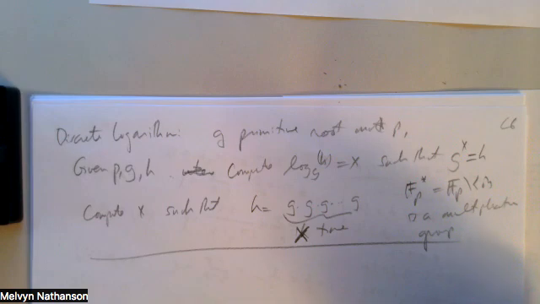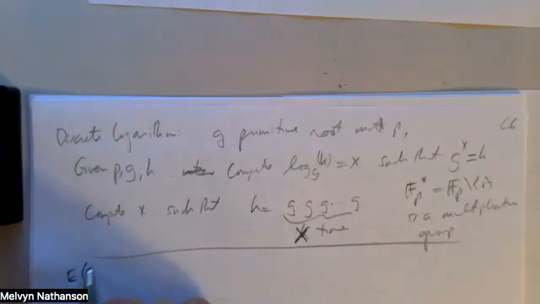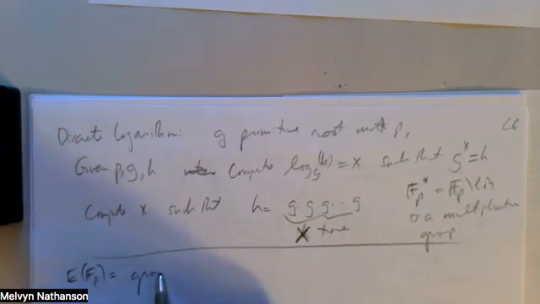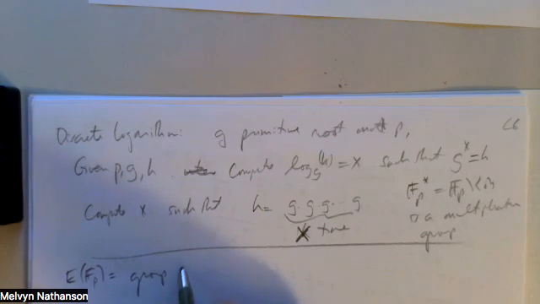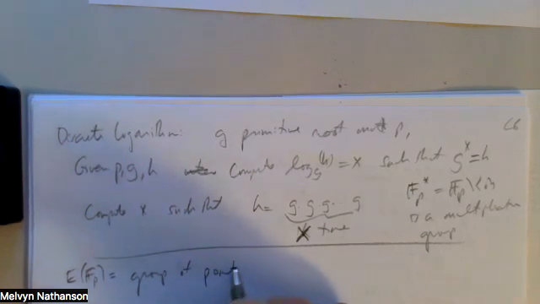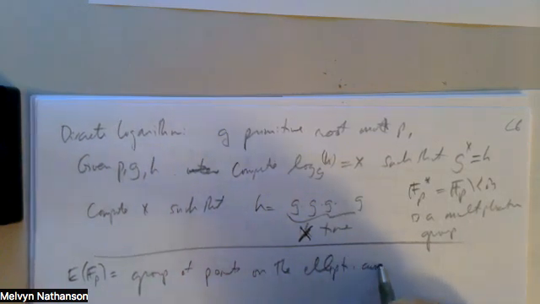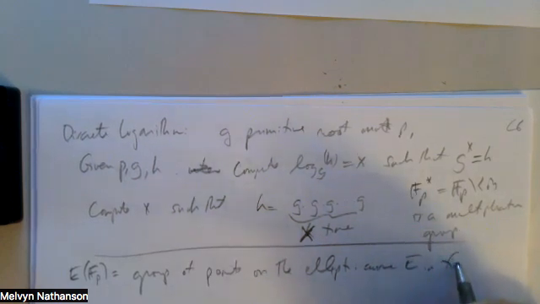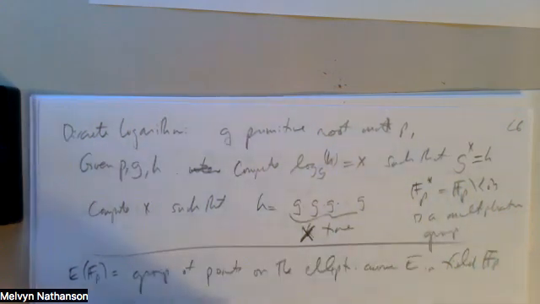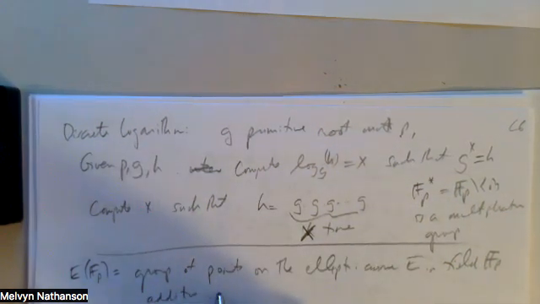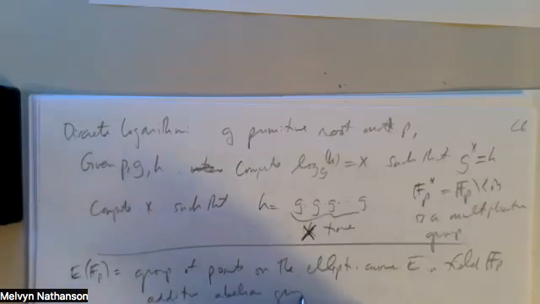Now, the analogous problem for cryptography based on the elliptic curve is the following. E of F_P, which is the group of points on the elliptic curve E in the field F_P, is an additive abelian group.